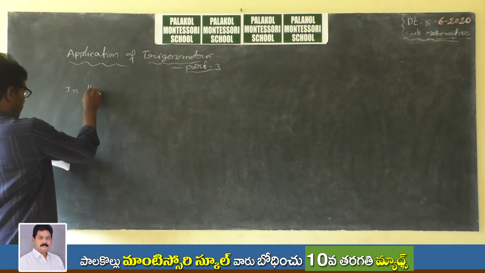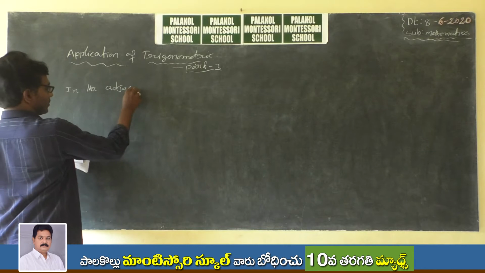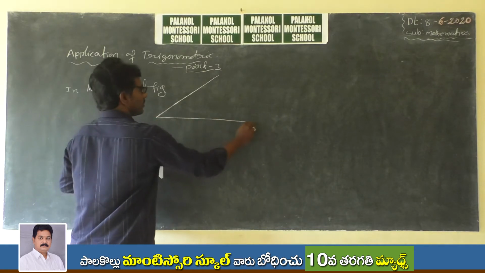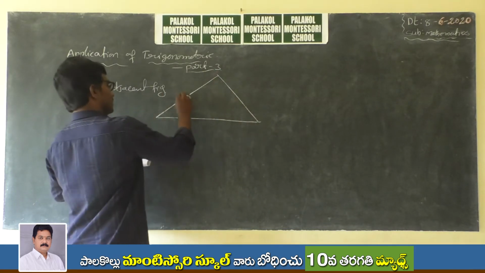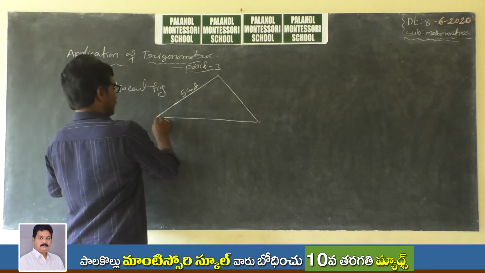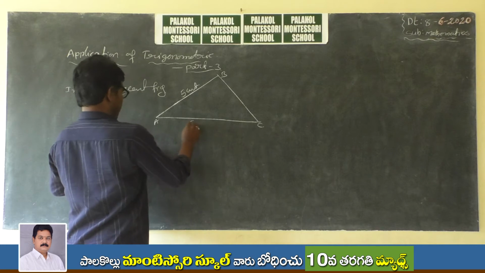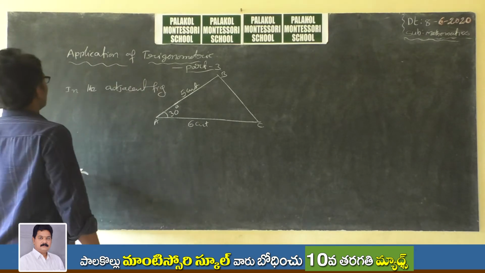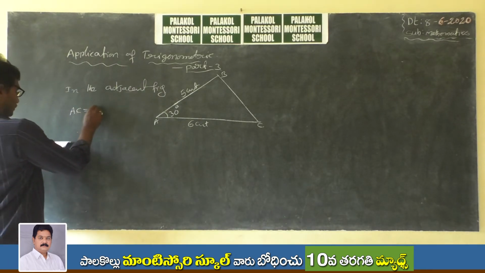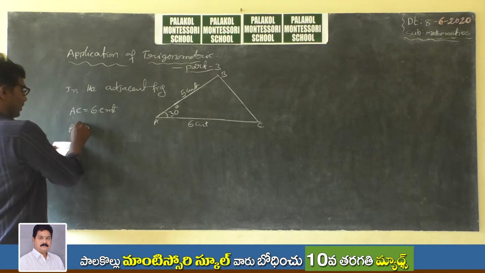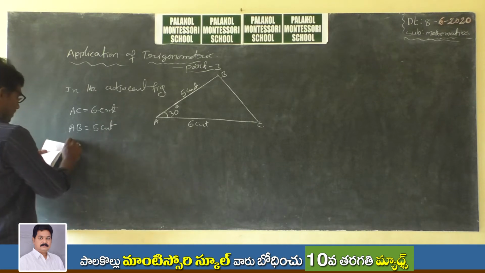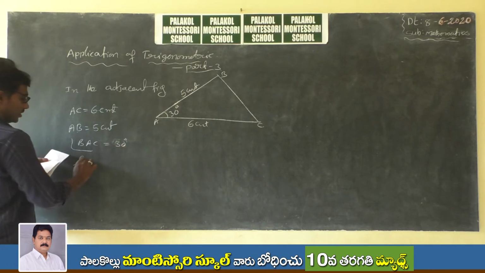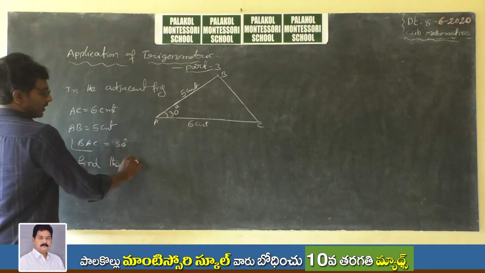In the adjacent figure, AC is equal to 6 centimeters, AB is equal to 5 centimeters, and angle BAC is equal to 30 degrees. Find the area of the triangle.